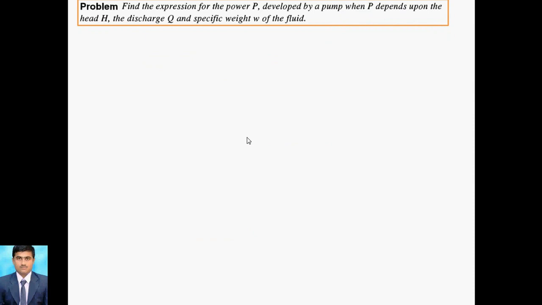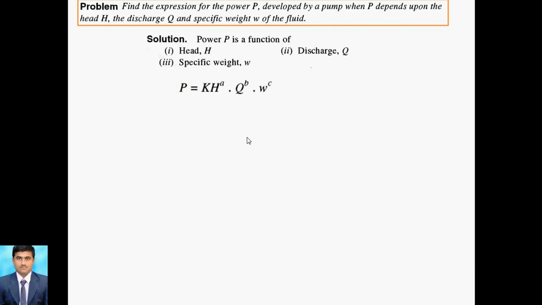Rayleigh method. Now we will discuss the second problem based on the Rayleigh method. So here find out the expression in terms of power. Power P depends on H, Q and W. H means head, Q means discharge, and W means specific weight. So first of all, power is a function of H, Q and W. So we can write in equation format P is equal to K times H raised to a, Q raised to b, and W raised to c.